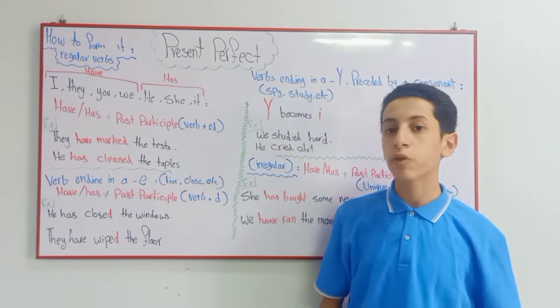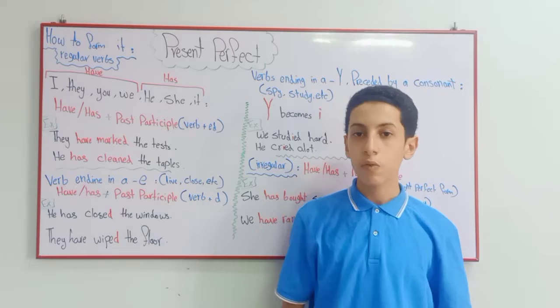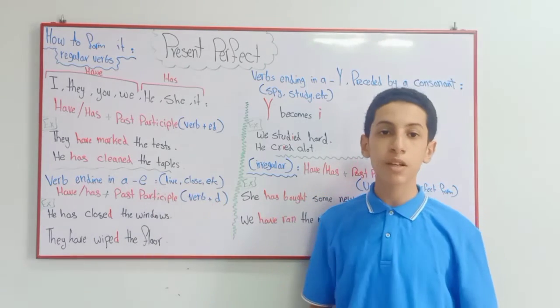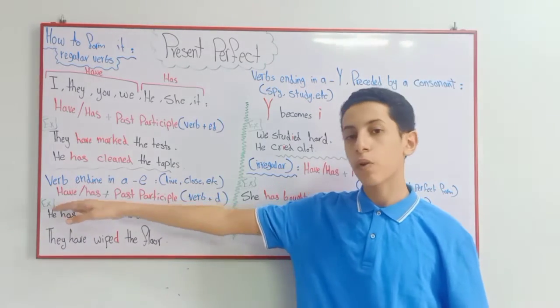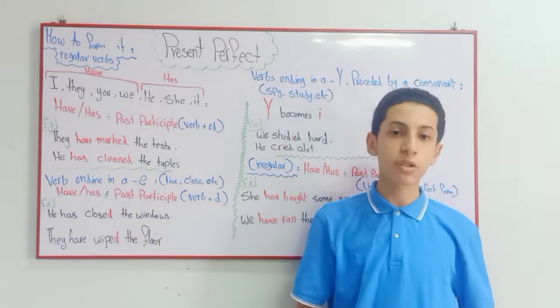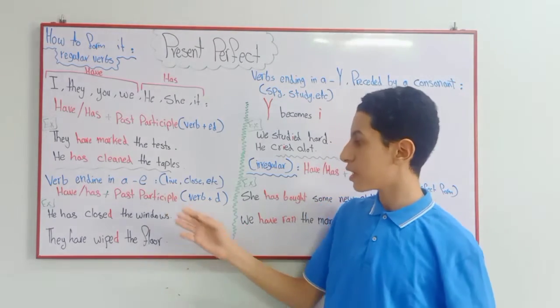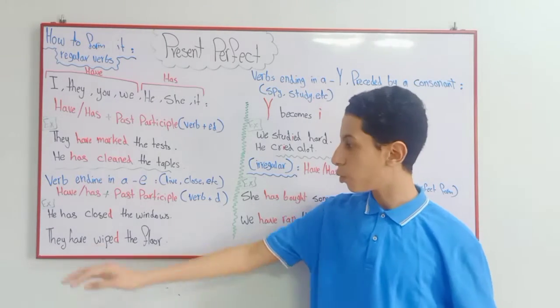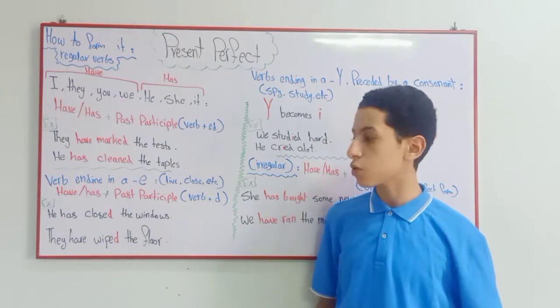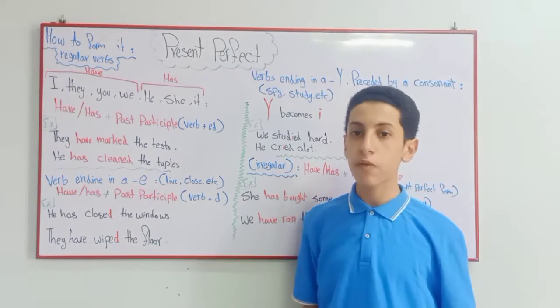You're going to be careful with verbs ending in an e, for example, live, close, etc. Here we put have or has plus the past participle, but here we add a d to the verb in order to make the past participle. For example, he has closed the windows, they have wiped the floor.